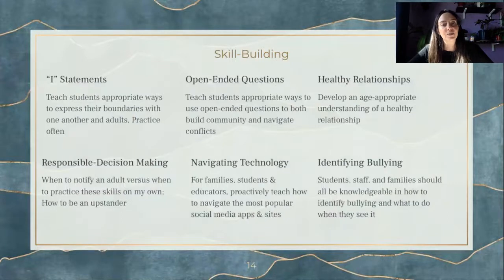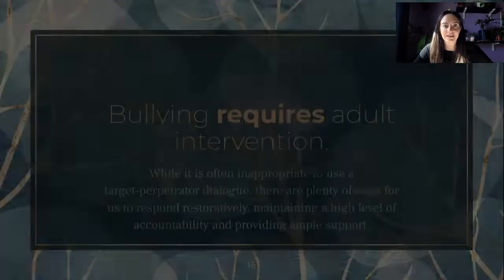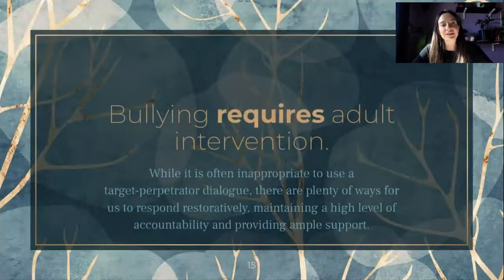Finally, we must support students, staff, and families in how to identify bullying and what to do when they see it. Because the research is conclusive: true bullying requires an adult intervention. And even though there are plenty of reasons to not use conferences or harm circles, we can still be restorative in our approach to addressing bullying behaviors.